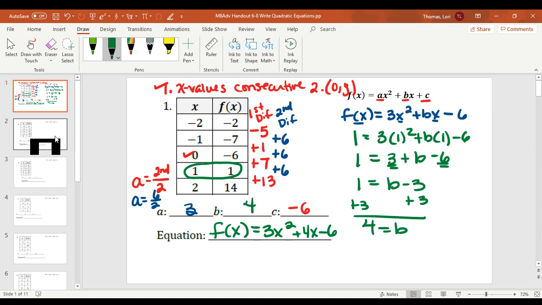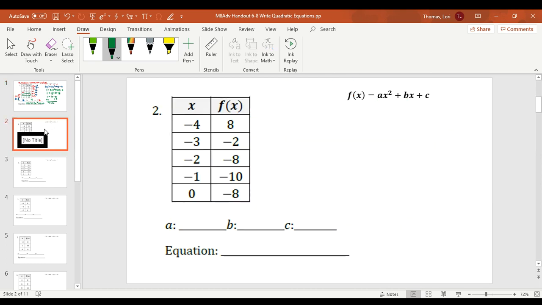Okay, let's do number 2. Let's check to see if the criteria is present to write standard form. Remember, your x values have to be in order. They have to be consecutive. No gaps from least to greatest. We have to be given the y-intercept. Remember, your y-intercept is always the c value in standard form.